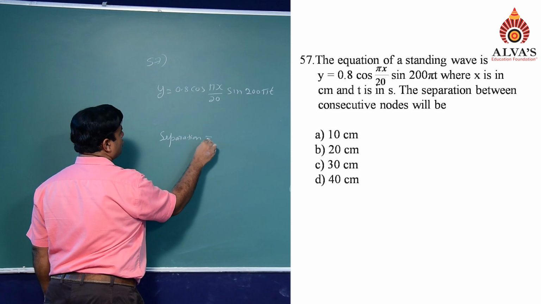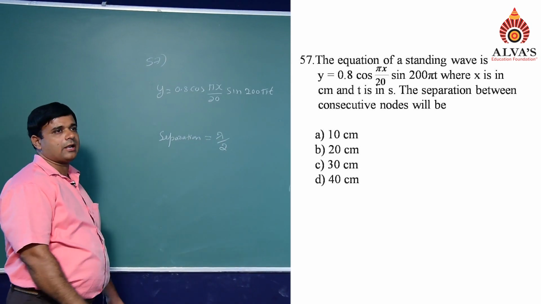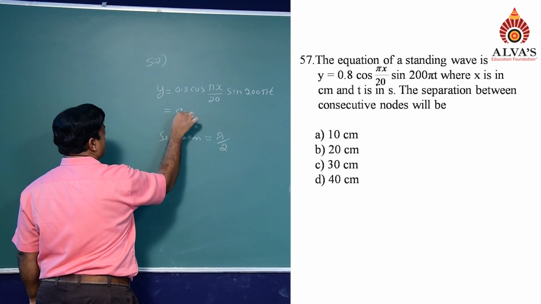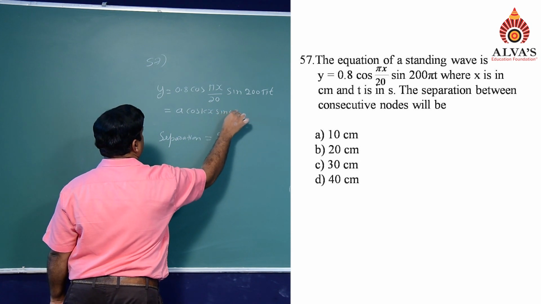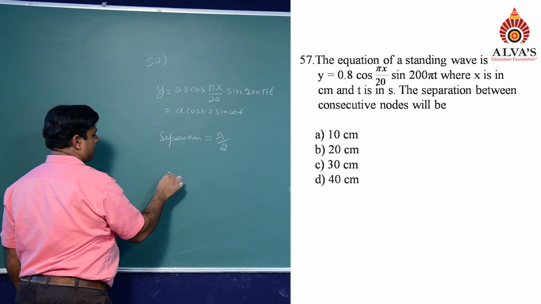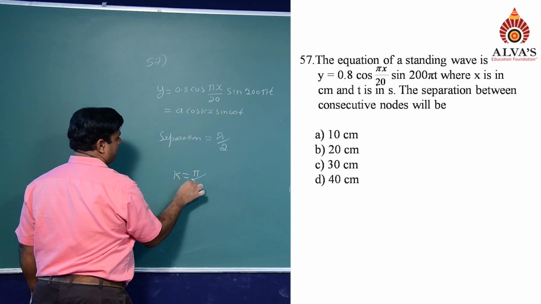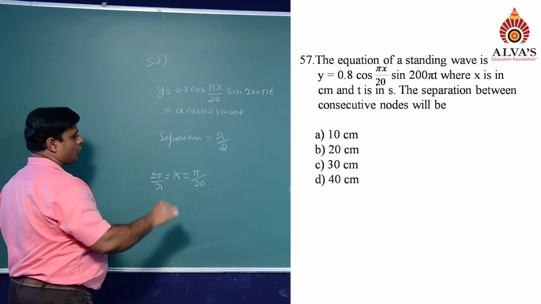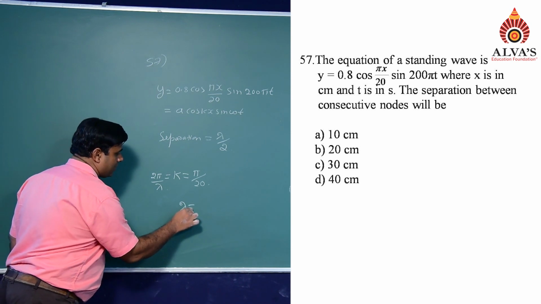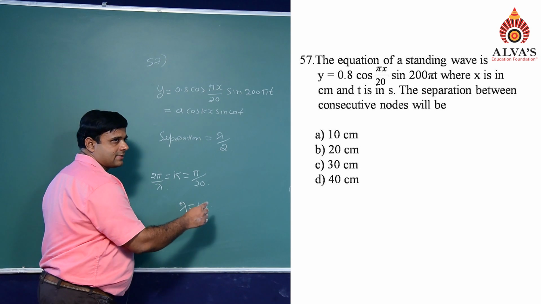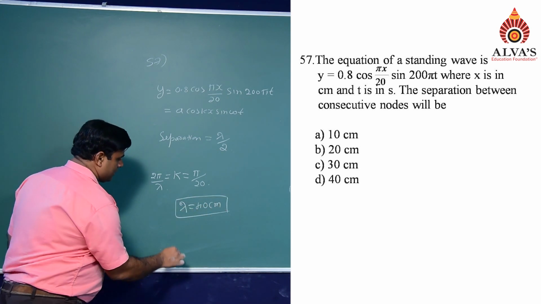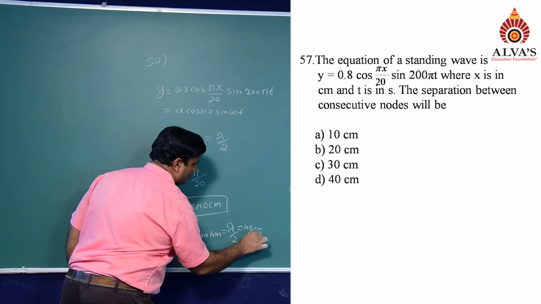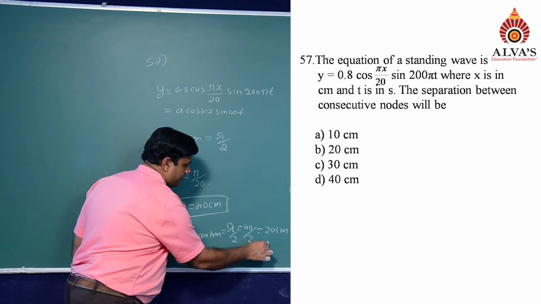Separation between the consecutive nodes is always the length of a loop, which is equal to lambda by 2. To find this, we require lambda. Get the value of lambda from the equation. This is of the form A cos kx sin omega t, the equation of a stationary wave. So from that, k equal to pi divided by 20, but k equal to 2 pi divided by lambda, pi cancels, therefore lambda equal to 40. x is in centimeter, so 40 centimeter. Therefore separation equal to lambda by 2, 40 by 2, which is 20 centimeter. So the answer is B.